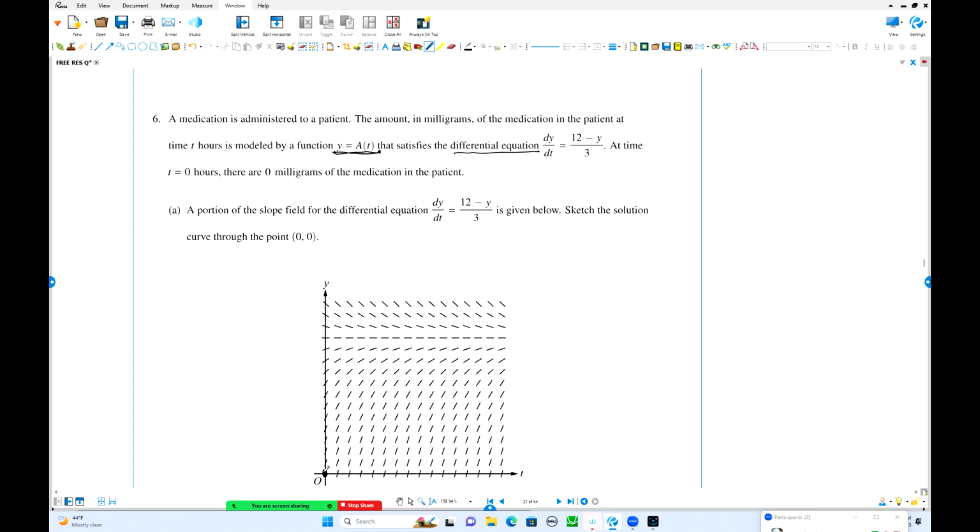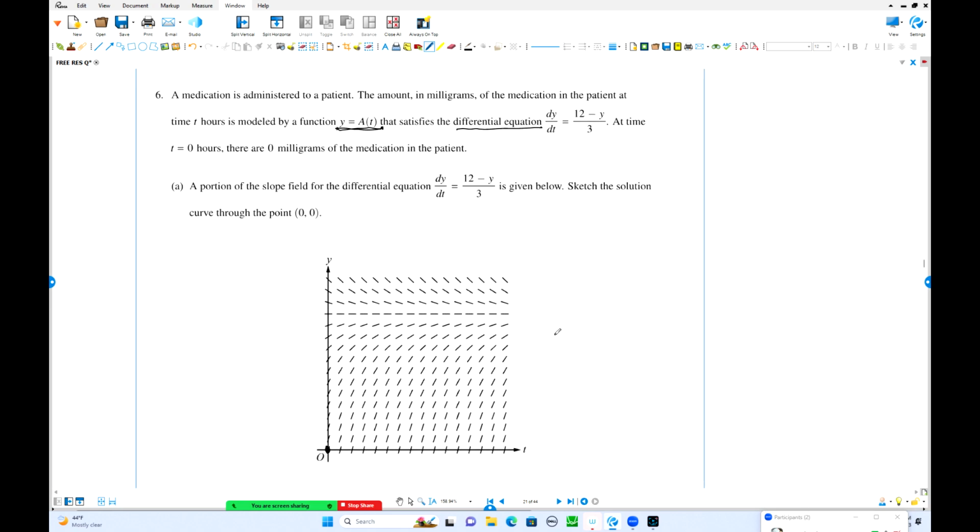Okay, the first question. A portion of the slope field for the differential equation dy over dt is given. This time it's a little different. We need to sketch the solution curve through (0, 0). But this time you don't have to draw an accurate graph, just an approximate graph is okay.